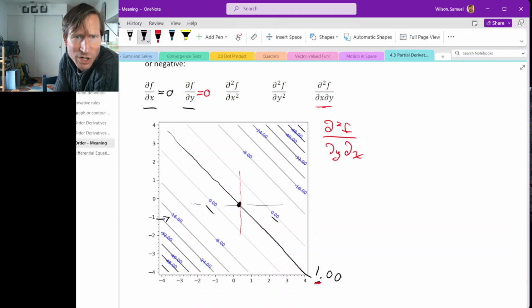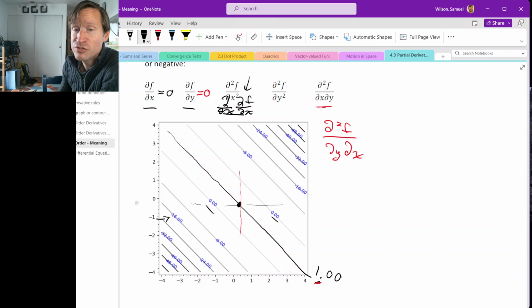So for partial squared f partial x squared, we have to imagine what is happening. Remember, this is the derivative in the x direction of partial f partial x. So we have to imagine what is happening to partial f partial x as we move in the x direction. That is a little hard to picture just based on the contour plot. So I think the better thing to do is to use the contour plot to come up with, at least near this point, a mental picture of what the graph looks like, and then manipulate that picture.